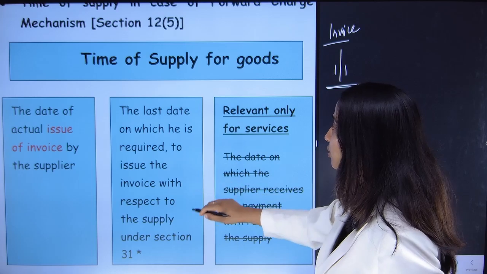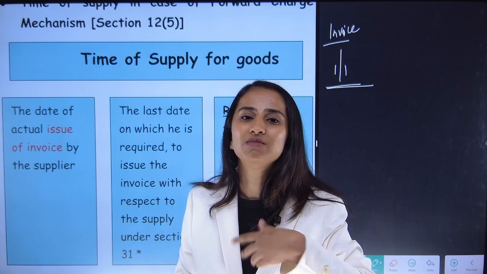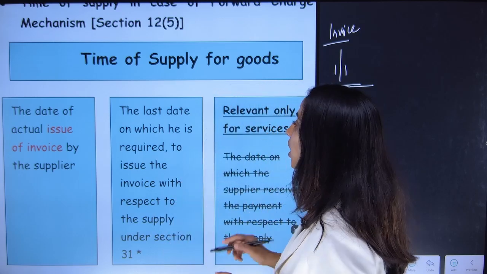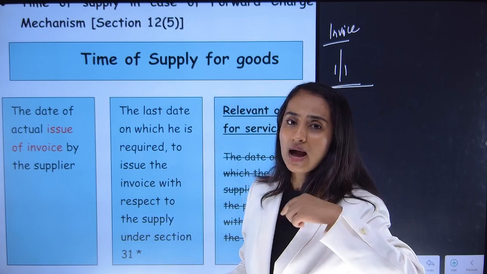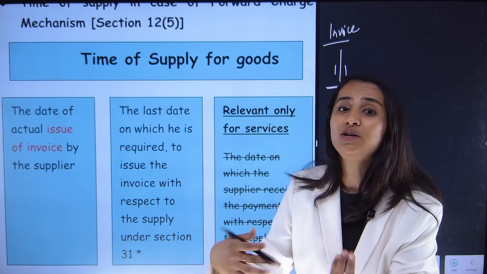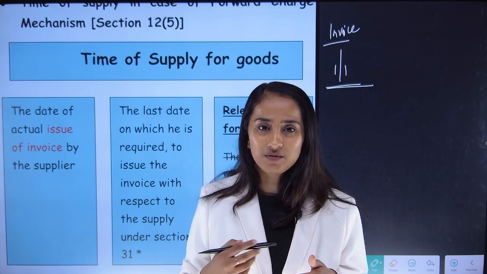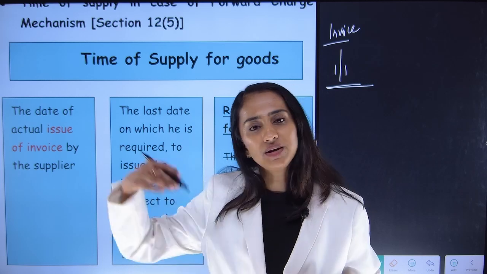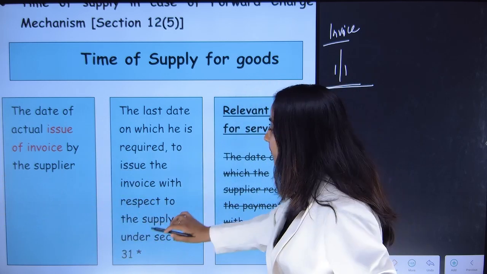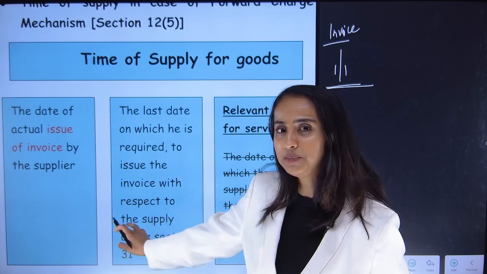Then, sorry, we are talking about goods. So let's say I sold some goods to you. Then I raised the invoice. First, last date on which the invoice was required to be issued. What is the last date? What is the time limit for which I should have issued? Let's say I sold the goods to you. After 1 year, can I come and give you the invoice? Yes. So here, that will be determined under the provisions of section 31. That we will be seeing in a bit now.